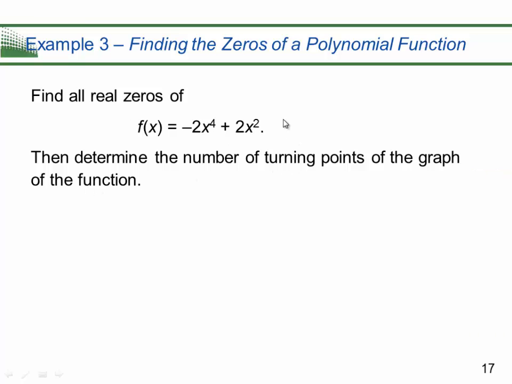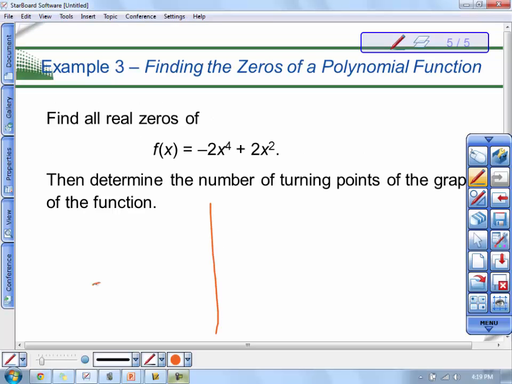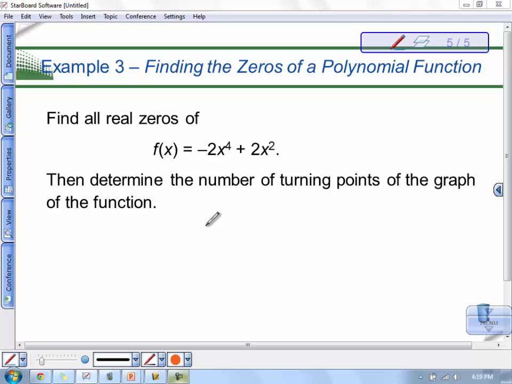Okay, it's a fourth degree, so we know it looks something like this. We don't know how many real zeros it has, though. It could have 4. We're not sure. Let's take a look at factorization real quick. Let's factor out a 2x squared. And left over we'll have negative x squared plus 1.